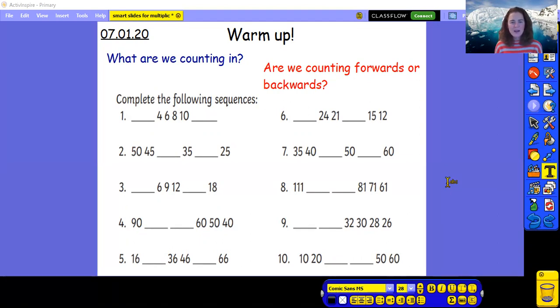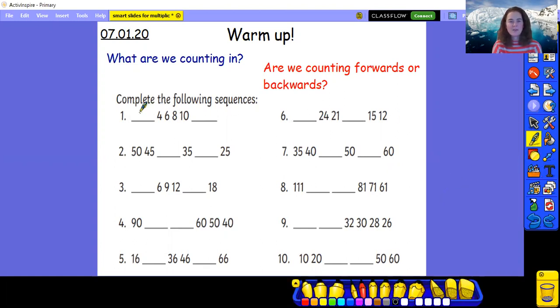Okay, so let's have a look at the numbers. We've got 4, 6, 8, 10. So if you said we're counting in twos, you would be right. So we're counting in twos. So what is 2 less than 4? You're right, it is 2. So 2 would go in our missing number there. And what is 2 more than 10? 2 more than 10 is 12.